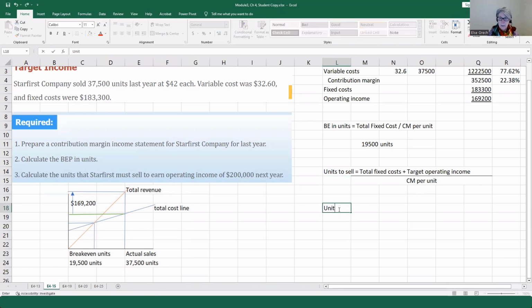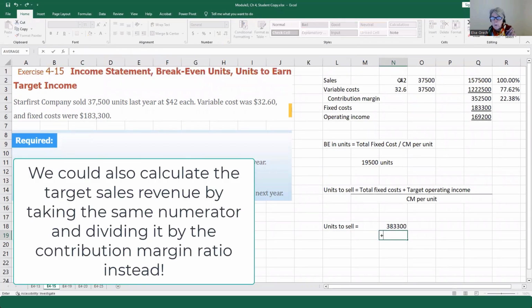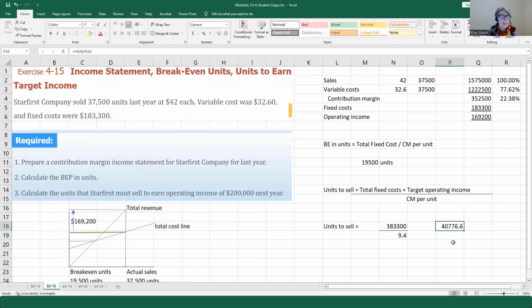So units to sell is equal to, and we know it's equal to the $183,300, add in the 200,000 and divide it by our contribution margin per unit. We know the contribution margin per unit is equal to the $42 minus the variable cost of $32.60. That is equal to $9.40. So if we do that division, it's going to tell us the number of units. That is 40,776 units. Now we can't sell a 0.6 unit, so we're going to round this.